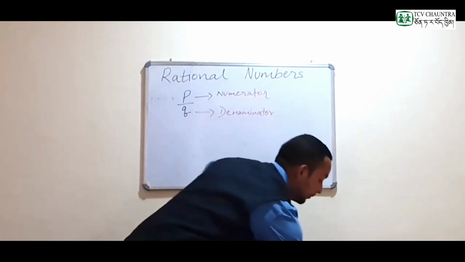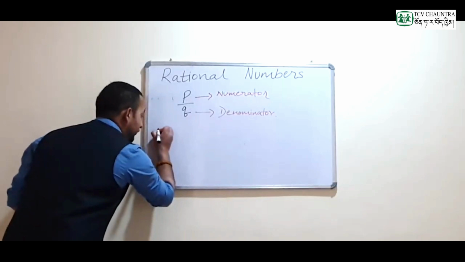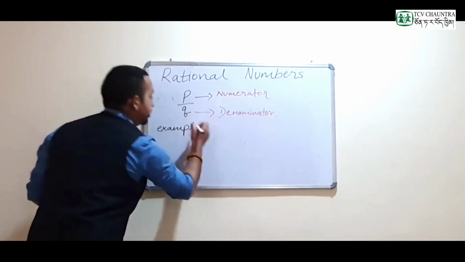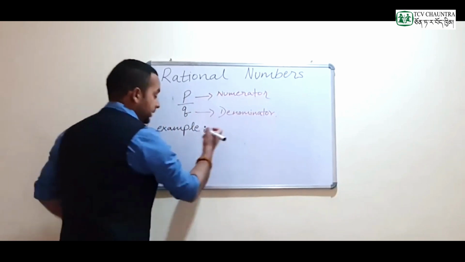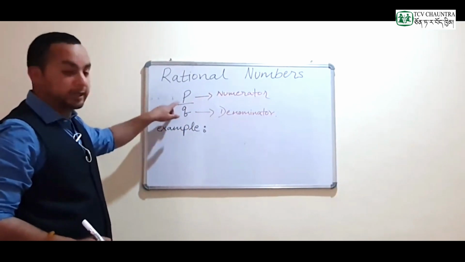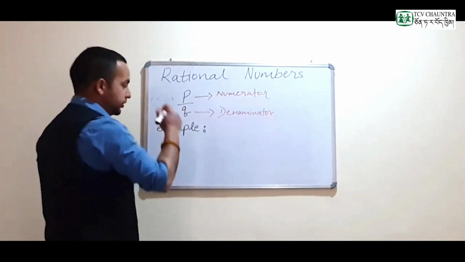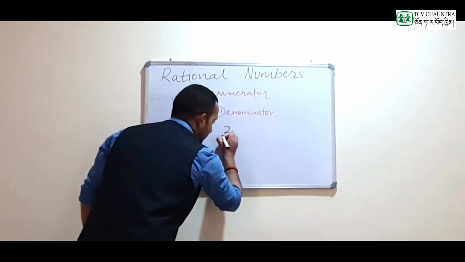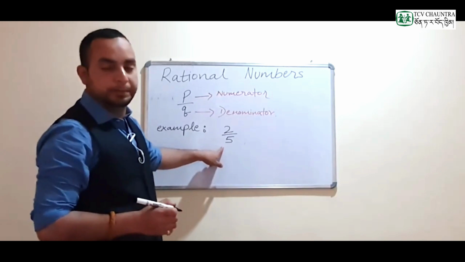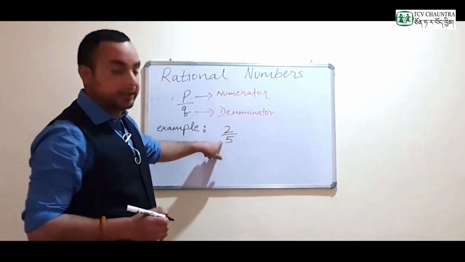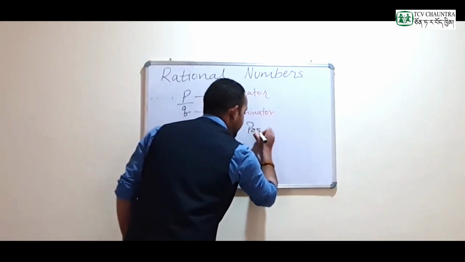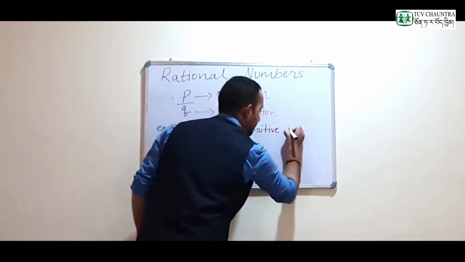So let's take some examples of rational numbers according to this formula. p upon q is in fraction form, and a fraction is also known as a rational number. Suppose we take the example of 2 upon 5. 2 upon 5 is in the form of p by q. This is your positive rational number.